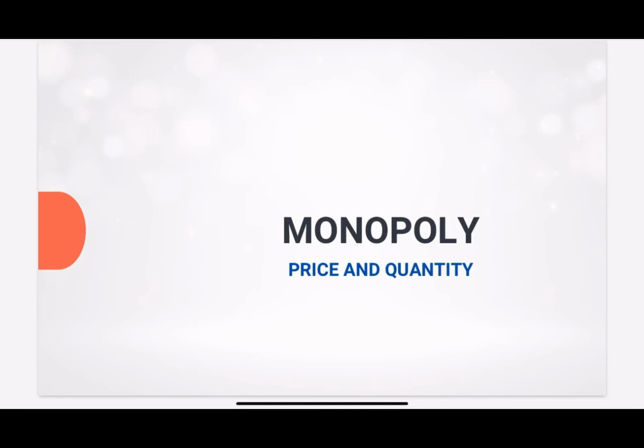Here's an example focused on monopoly, such that we have one firm operating in a market. Due to barriers to entry, there are no other firms. And we're going to look to see how price and quantity are determined in this market.